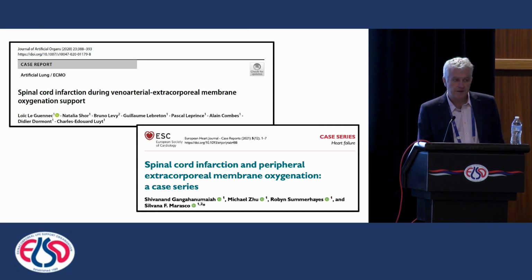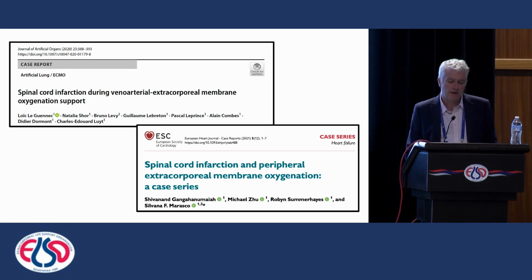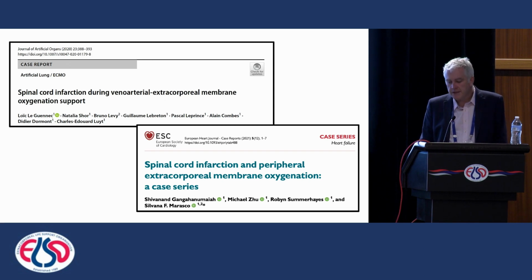There's not a lot of literature out there about anterior spinal cord stroke in VA ECMO. These are the two main case series you'll see out there, and I present some of their data, and I have to thank them for their work.